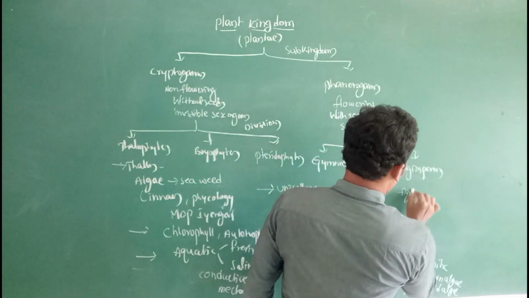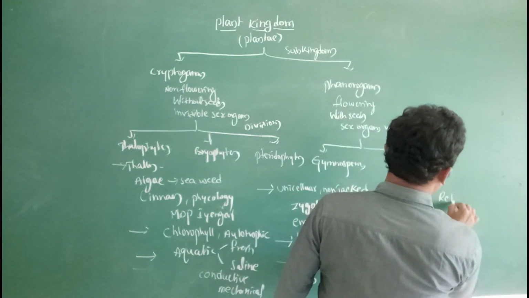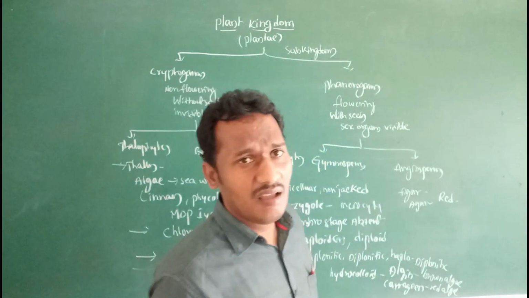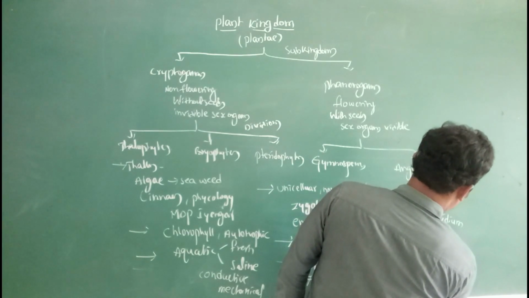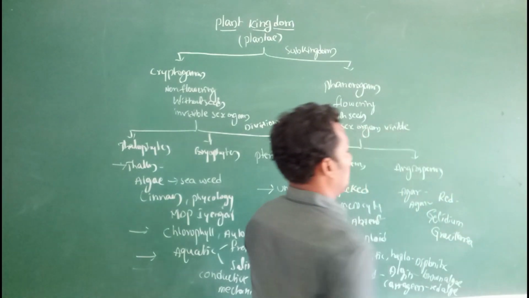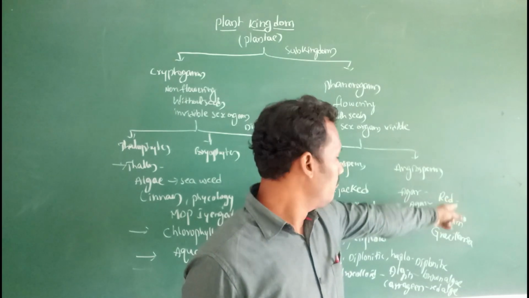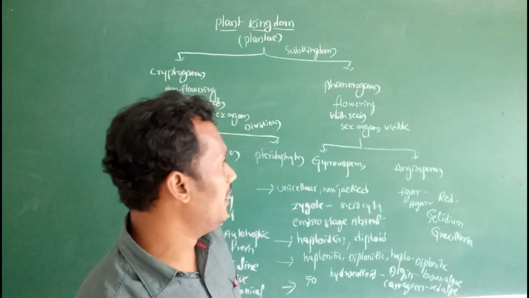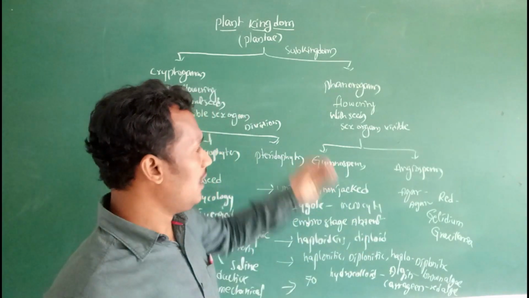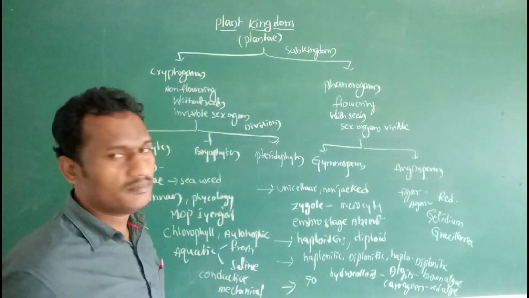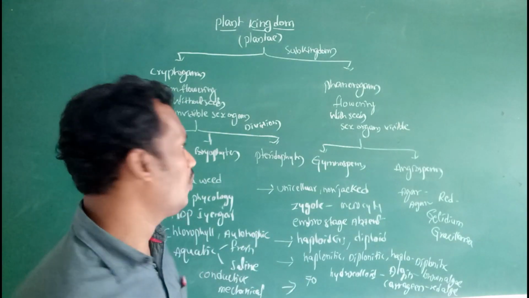Then others we can obtain from rhodophycean members, red algae, Gelidium and Gracilaria. We can obtain agar for industrial purposes from the red algal members Gelidium and Gracilaria. Depending on the type of main pigments, flagellation and stored food material, these algal members are classified into three classes: Chlorophyceae, Phaeophyceae and Rhodophyceae.